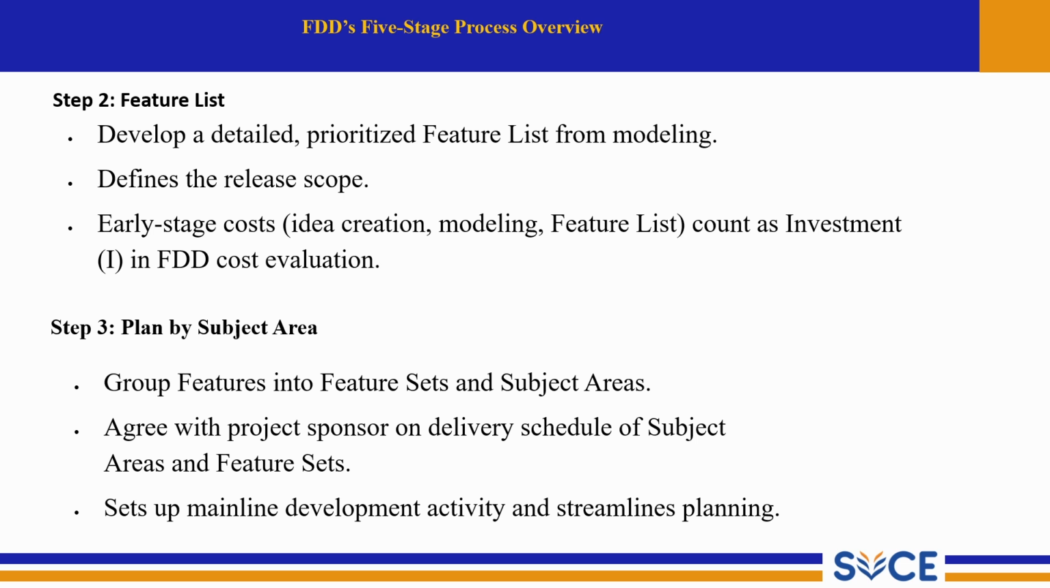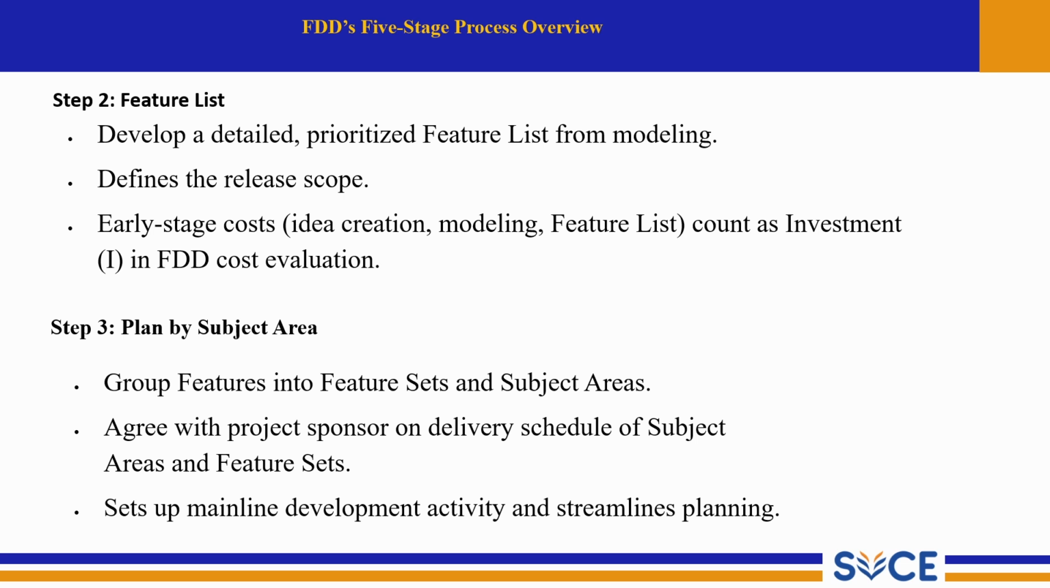Our next point, early stage cost. The idea creation, modeling, feature list count as the investment in FDD cost evaluations. That is, time and effort spent upfront to create the feature list are considered an investment which pays off later by reducing risk and rework. So the feature list becomes the backbone of planning and defines what will be delivered.